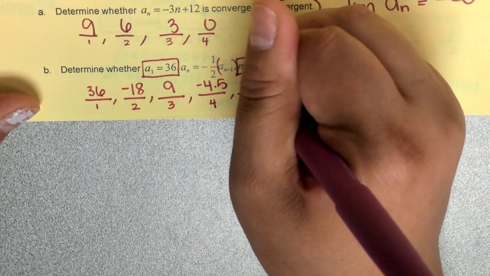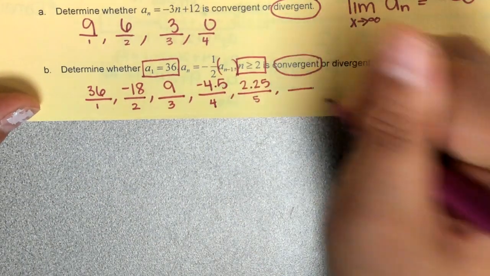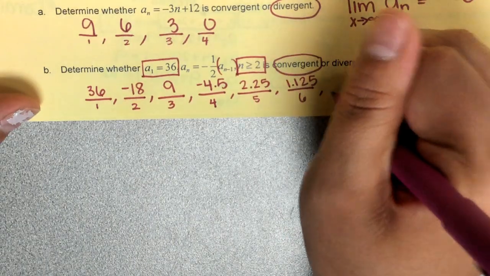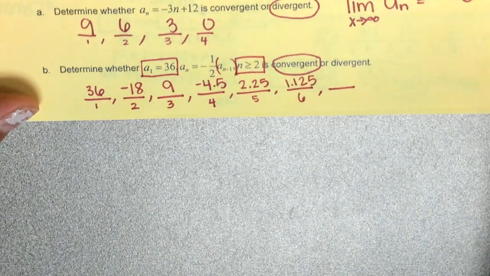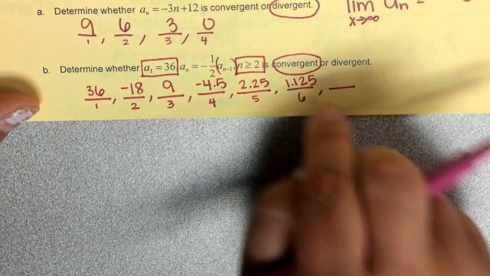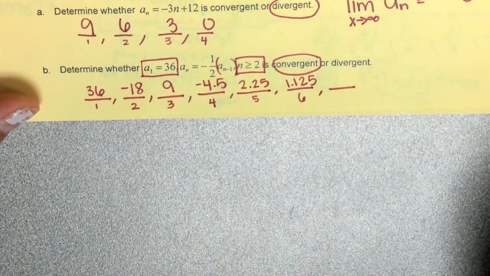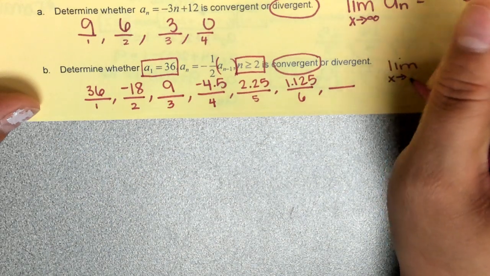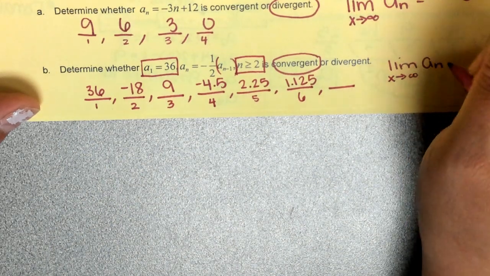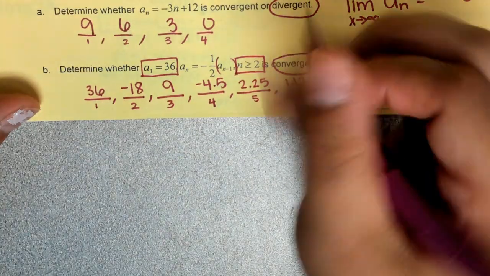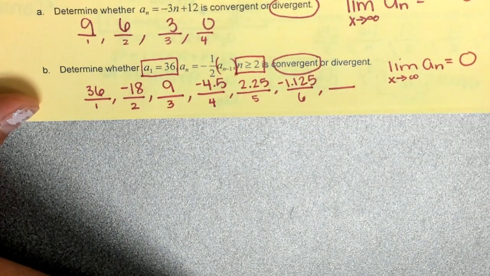And what's going to keep happening? Do you agree it's going to keep getting smaller and smaller and smaller? What is this sequence going to get closer and closer and closer to? So, the limit as x approaches infinity of a of n is 0. Oh, that should be a negative 1.125.